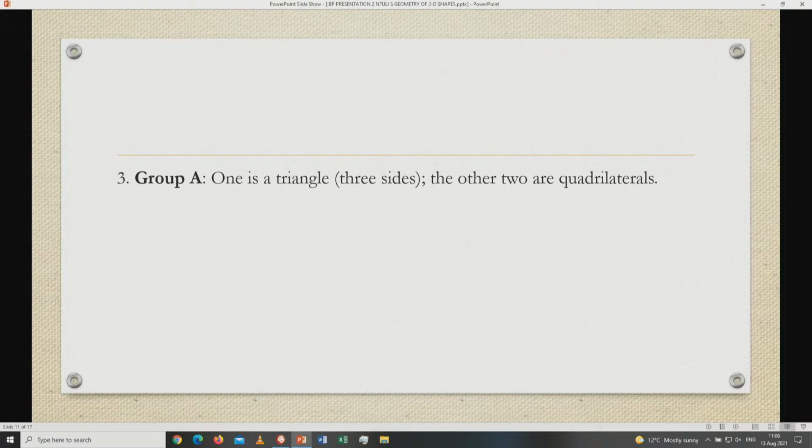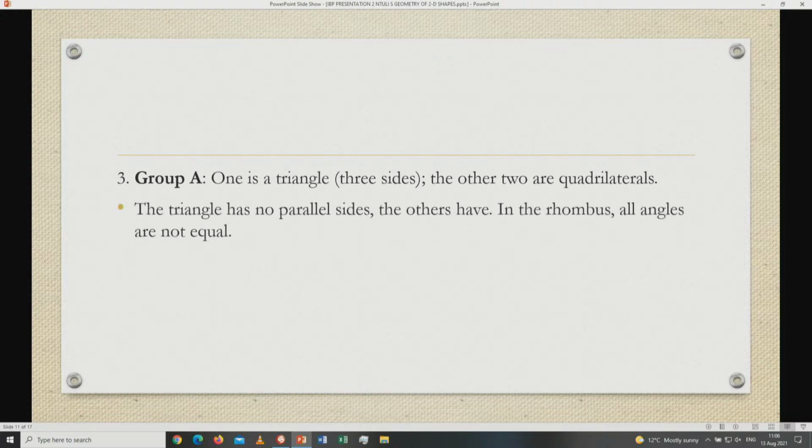One is a triangle, let us say group A. Why is a triangle 3 sides? The other two are quadrilaterals, which means 4 sides. The triangle has no parallel sides. The others have. In the rhombus, all angles are not equal.